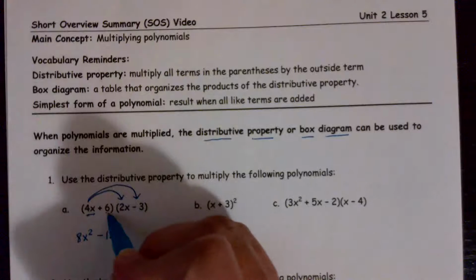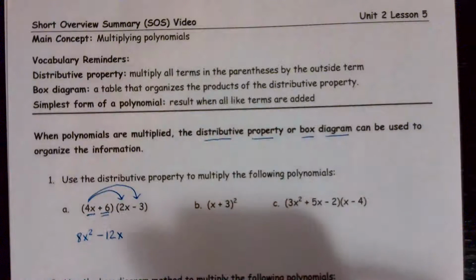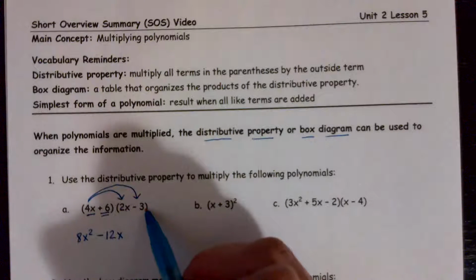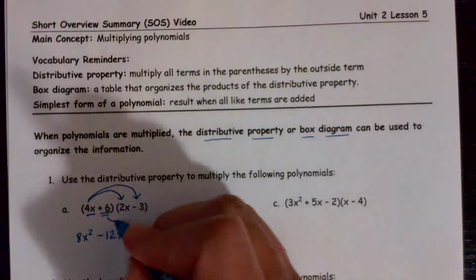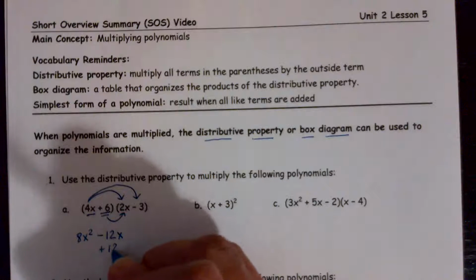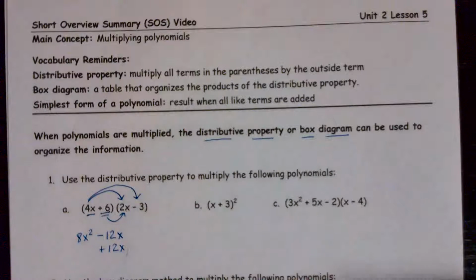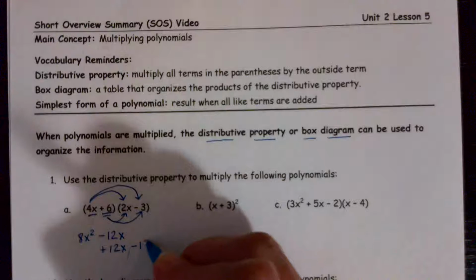So then I look in this set of parentheses and I realize I still have a positive 6 left. And everything in the second set of parentheses needs to be multiplied by 6. So 6 times 2x is 12x. I'm going to put this underneath here because these are going to be my like terms. And a positive 6 times a negative 3 is a negative 18.